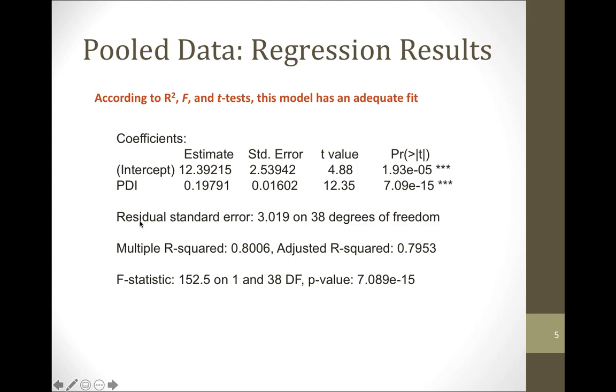And here we have the significant R square, which is about 80%. So PDI explains about 80% of the variance in cells. Next, this is our overall model fit. The F-test showed we have a significant model, and this is the p-value for the F-test.